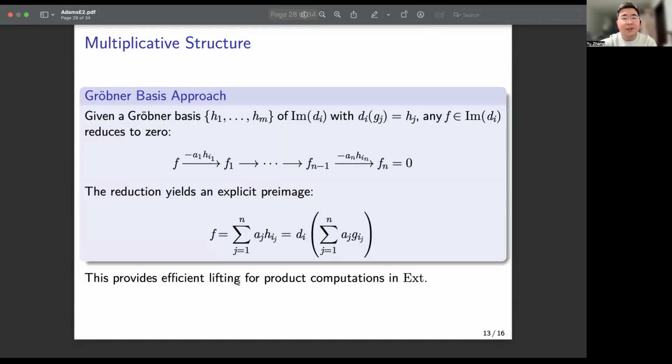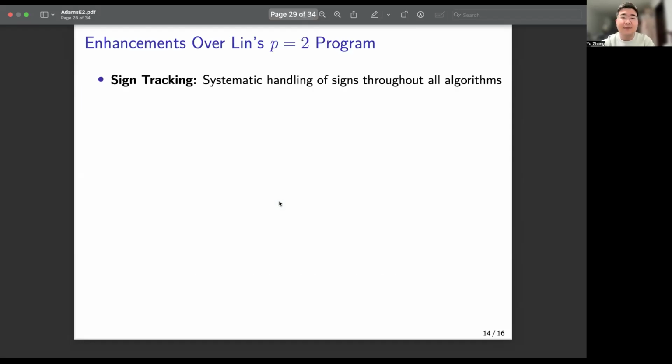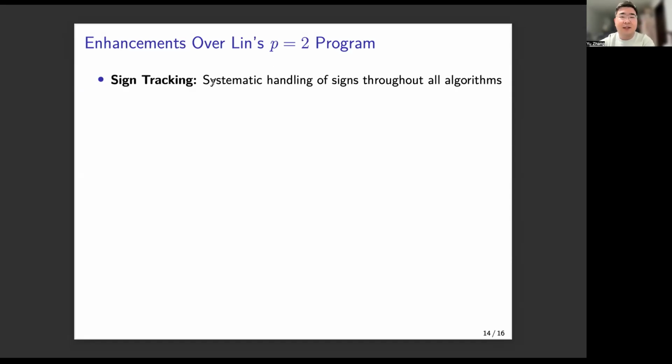All right, so far I have mentioned the global basis theory and how we use that in our computations. For the generalized global basis theory part, our program for odd primes is analogous to Wang's previous program for p equals 2. Now let's focus on some differences. The first obvious difference is that for every step here in the odd primary program, we always need to take care of the signs. There's an extra thing we need to pay attention to.